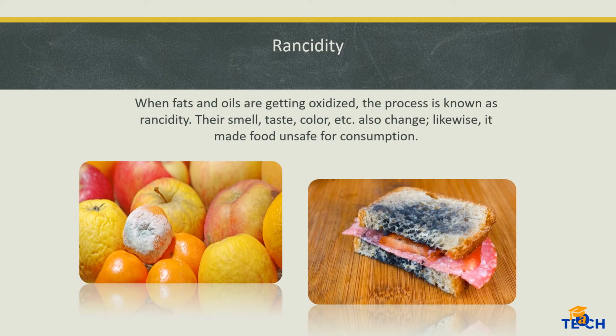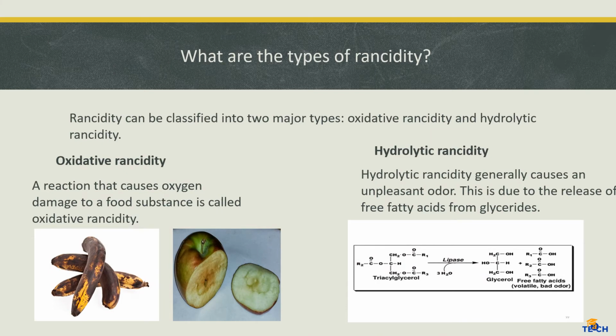When fats and oils get oxidized, the process is known as rancidity. Their smell, taste, color, etc. also change. Likewise, it makes food unsafe for consumption. Rancidity can be classified into two major types: oxidative rancidity and hydrolytic rancidity. A reaction that causes oxygen damage to a food substance is called oxidative rancidity. And hydrolytic rancidity generally causes an unpleasant odor. This is due to the release of free fatty acids from glycerides.